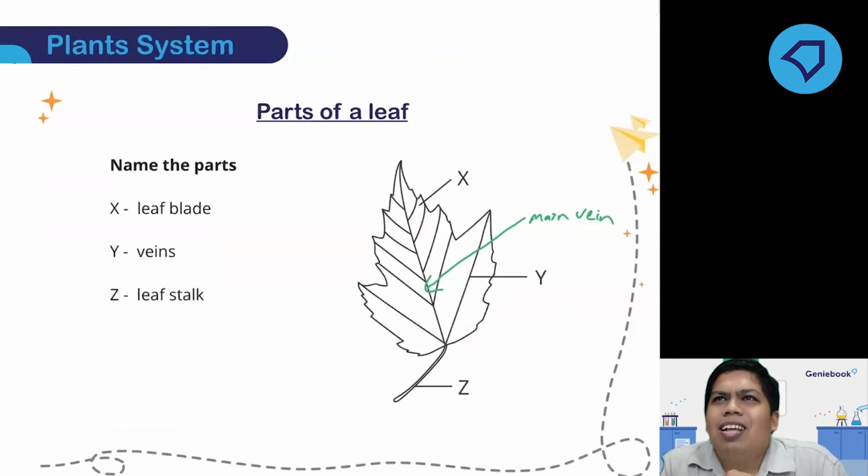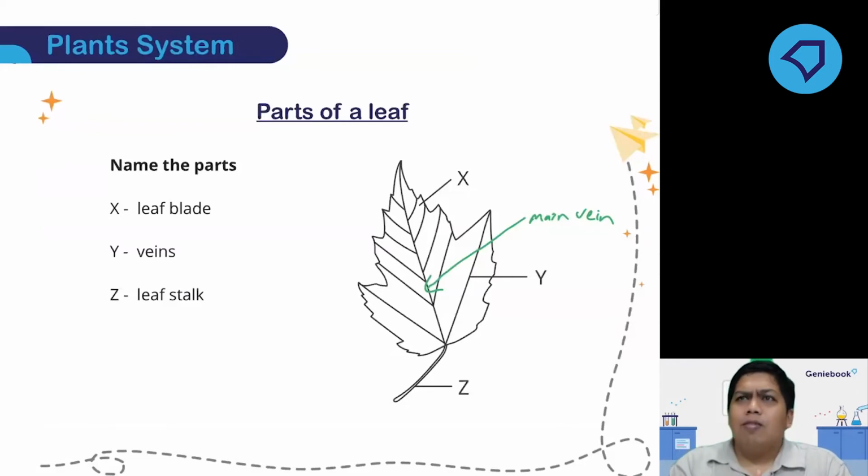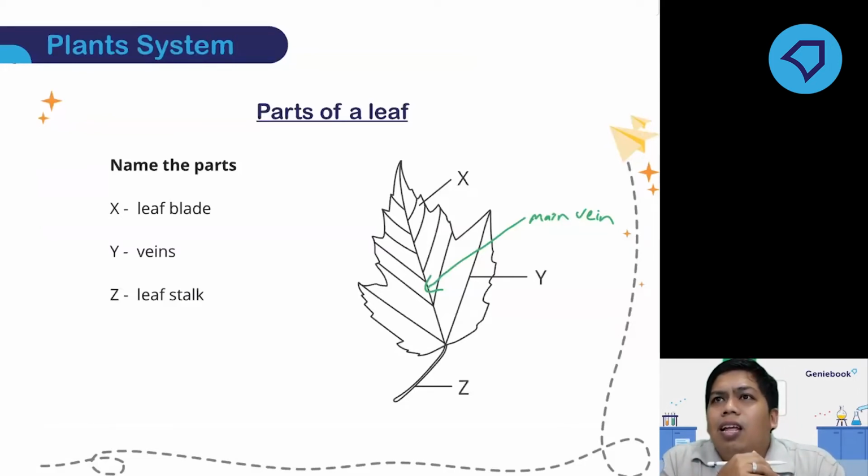If it is in your syllabus, then you might want to check with your teacher, because for what we know, in the Singapore syllabus it is only these three parts that you need to know: leaf blade, veins, and leaf stalk. Yes, this will be tested in your exam. This is in your syllabus, these three parts over here. Any more questions? Good questions. That one will be later, not to worry, I'll go through it.